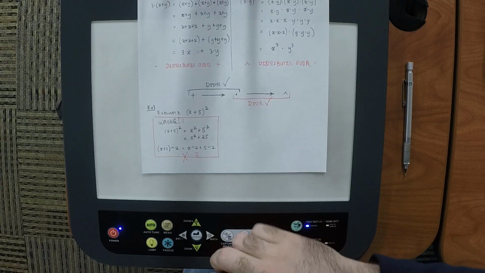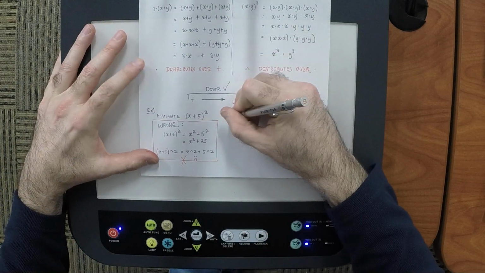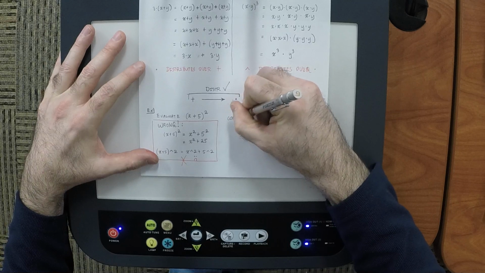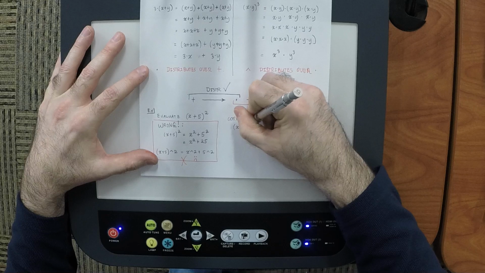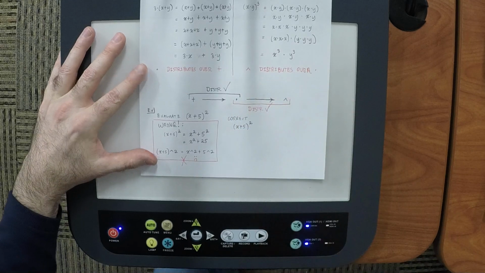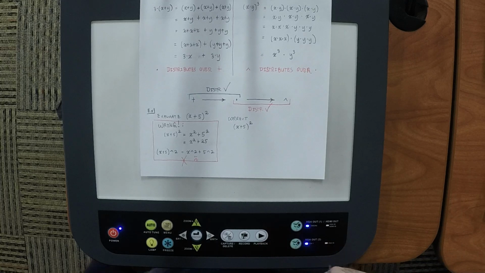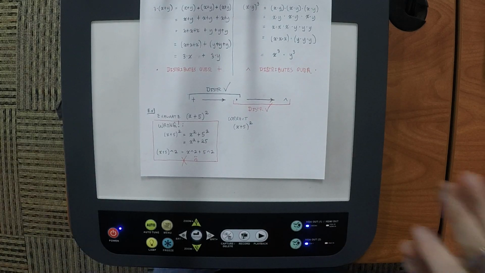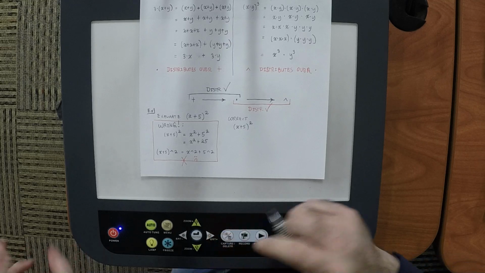Okay, so now let's do it correctly. The correct way to do it is to look at this and say, okay, I see two operations. I see add and I see exponent. Is there a distribution law for that? No, there isn't. So I can't use that nice compact way of dealing with it. I've got to do it some other way.